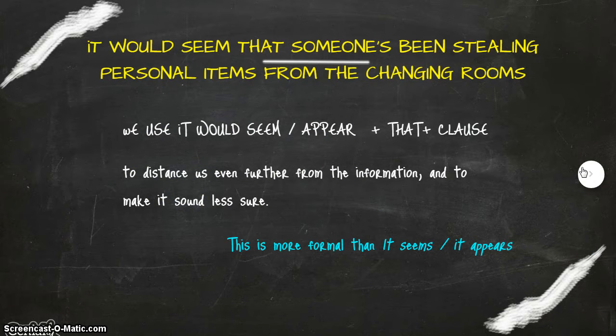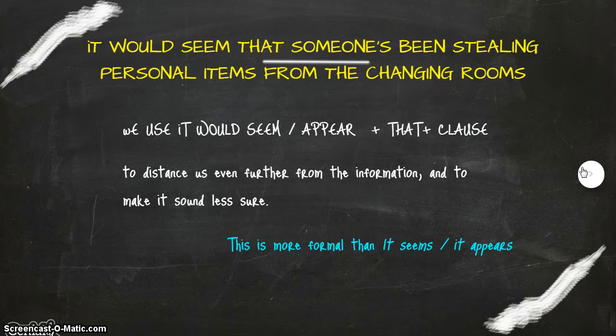Okay, imagine the following situation. You go to a gym and someone tells you that someone else has been stealing personal items from the changing rooms. Now, you don't know who this person is or what items they've stolen, but you want to share that information with a colleague that goes to the same gym as you. You could say something like, it seems that someone's been stealing personal items from the changing rooms, and that makes it perfectly clear that you are not sure about that information or where it came from.